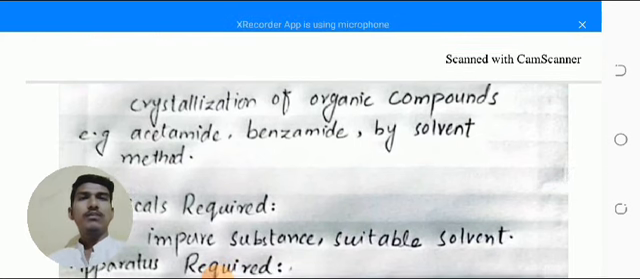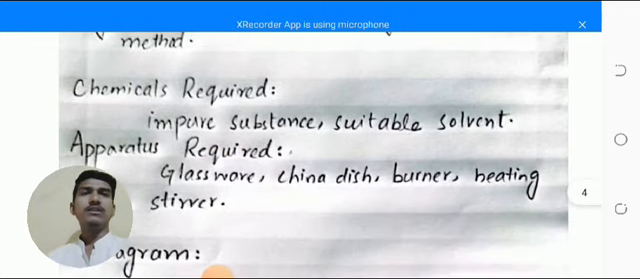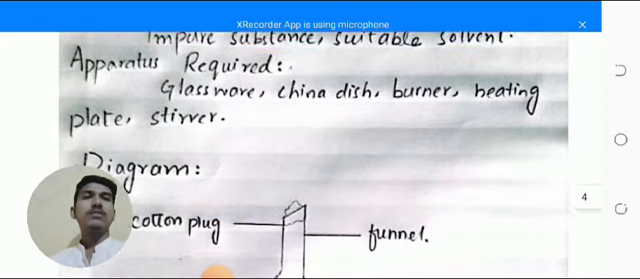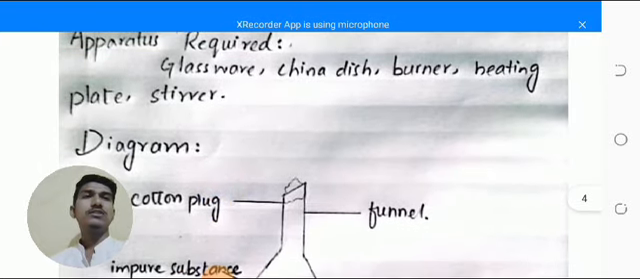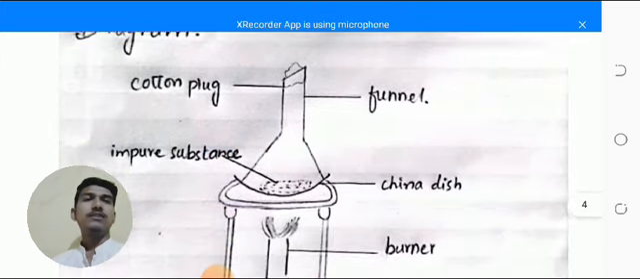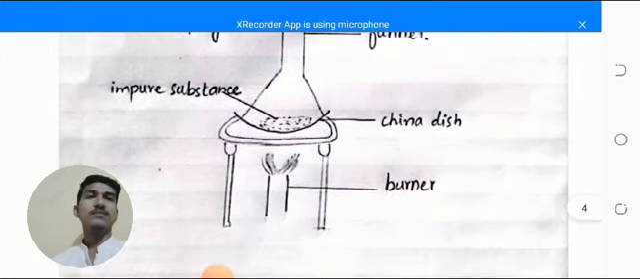Crystallization of organic compound. Example: crystallization of benzamide by the solvent method. Chemicals required: impure substance, suitable solvent. Apparatus required: glassware, china dish, burner, heating plate, stirrer, and this diagram shows the whole process.